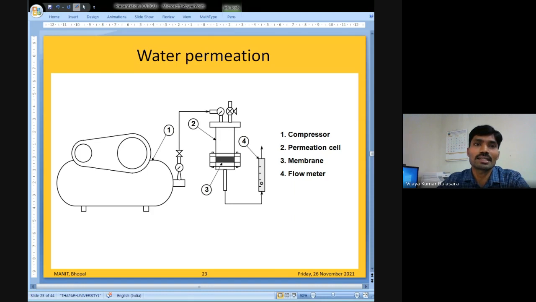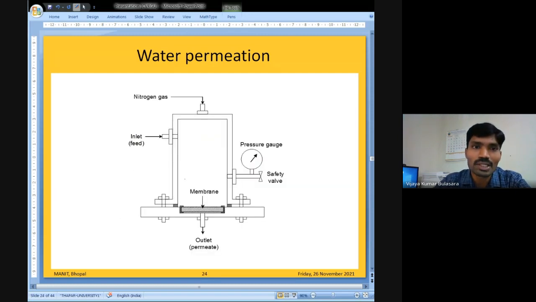Okay, so next characterization is the water permeation. So here we can use an air compressor or a nitrogen gas cylinder connected to pressurize the permeation cell. Then this membrane is fixed in the bottom compartment of the permeation cell, and the cell is loaded with water, then it is pressurized with the help of a compressor, so that we'll get the permeate. Permeate flow rate is also measured at a given pressure, and noted for different pressures. So the permeate flow rate versus the pressures will give us some of the properties of the membrane, that is permeability and the pore size. We'll see how these are related.